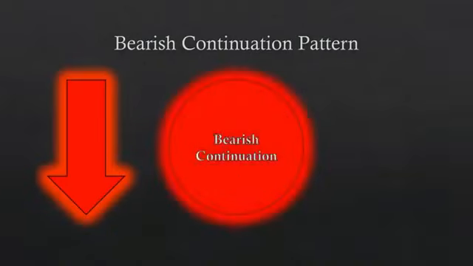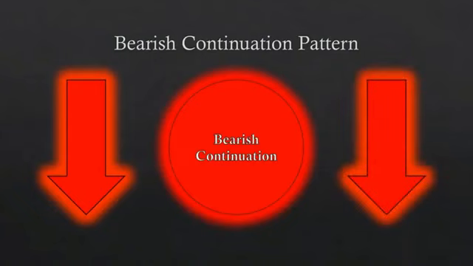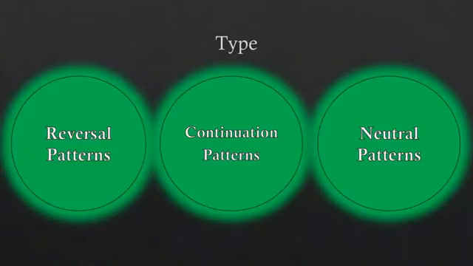In a bearish continuation pattern, it means that the price will be going down and then a specific pattern will appear to signal that the price will continue to go down instead of reversing to the upside. Once again, the term bearish indicates the direction price will go immediately after the pattern that covers the continuation pattern.